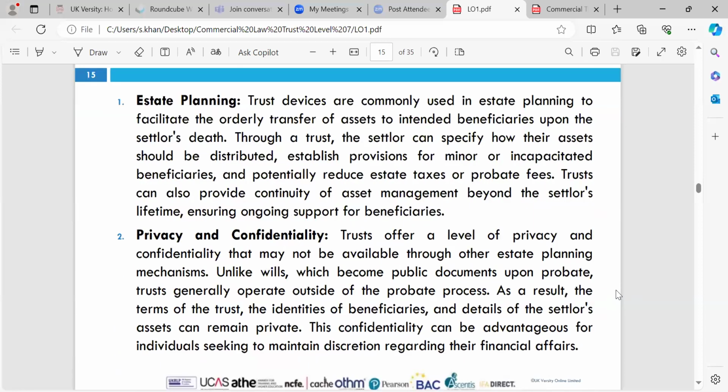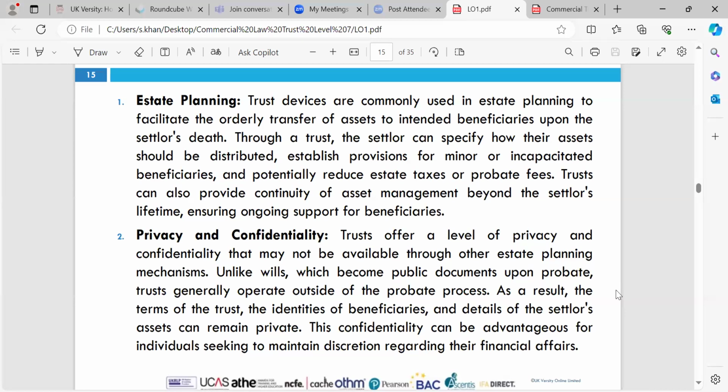Estate planning. So trust devices are commonly used in estate planning to facilitate the orderly transfer of assets to intended beneficiaries upon the settlor's death. Through a trust, the settlor can specify how their assets should be distributed, establish provisions for minor or incapacitated beneficiaries, and potentially reduce estate taxes or probate fees. Trusts can also provide continuity of asset management beyond the settlor's lifetime, ensuring ongoing support for beneficiaries.